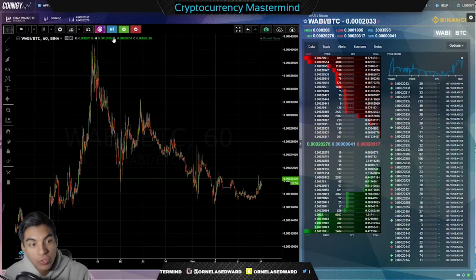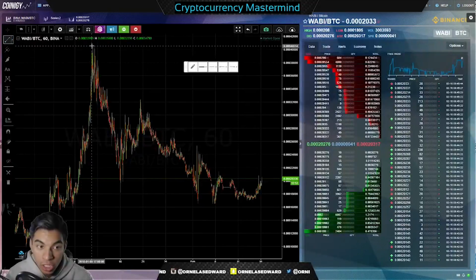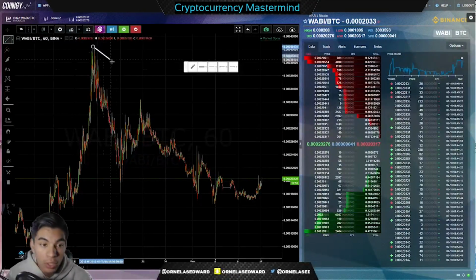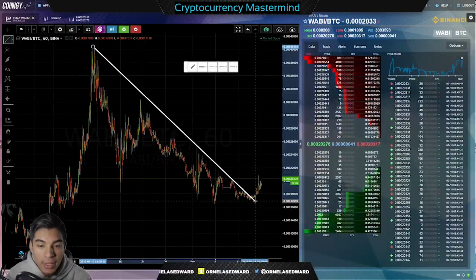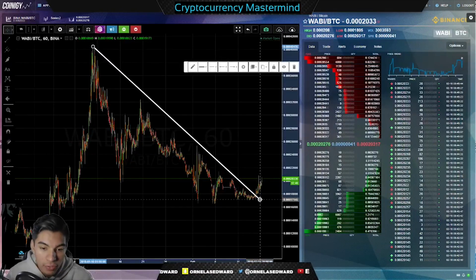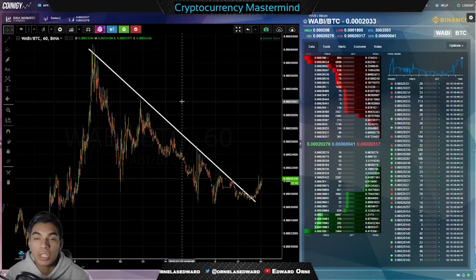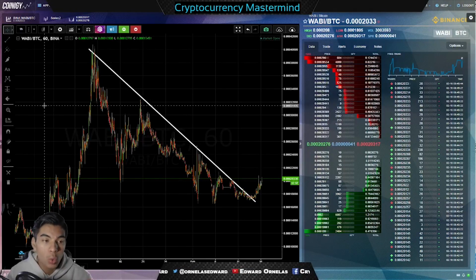Like I mentioned before, you first have to look at its trend line. From a long-term perspective, right now we're looking at the hourly. You can see that Wabi is technically still bearish for the most part, but we're going to pop up a few indicators that can help us determine that there is a reversal in Wabi or other coins for that matter.